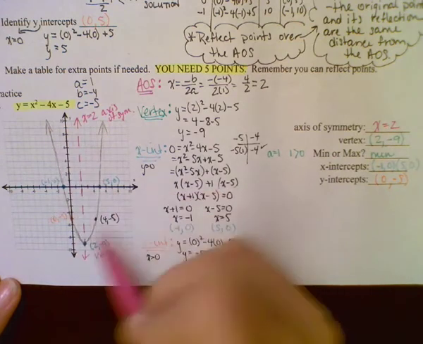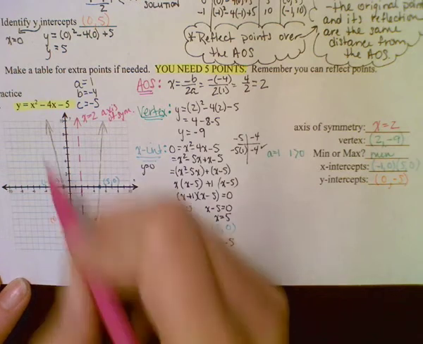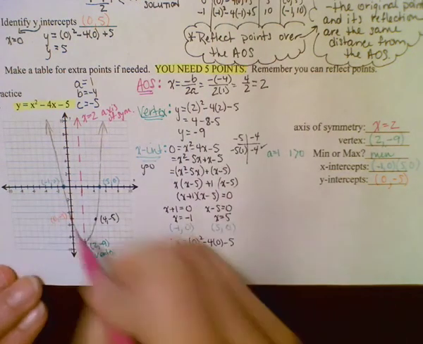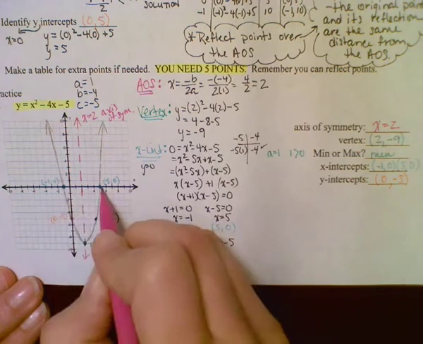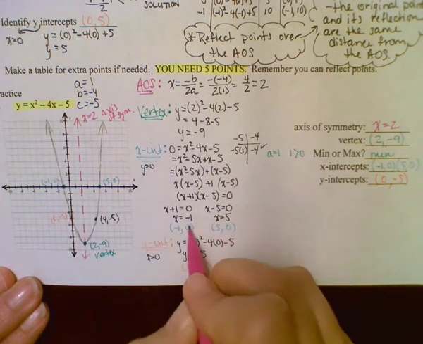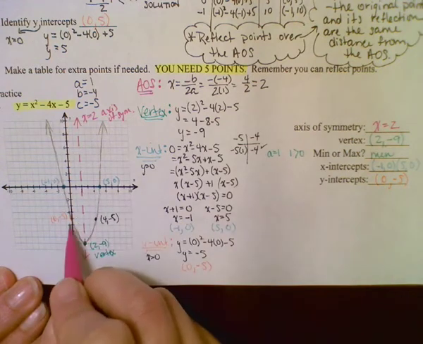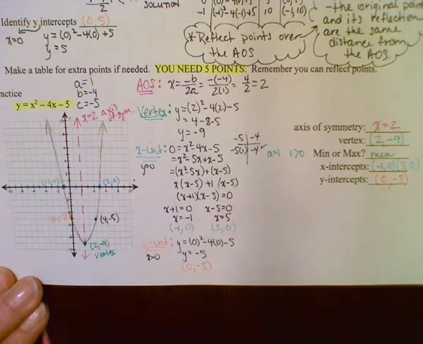So here we can see everything we talked about. We see that the vertex is indeed a minimum. That's at the very bottom because it's opening upwards, right? It's opening up there. We have our 2 x-intercepts, and that matches up with the 2 points that we got because it's crossing in 2 different places. And we have our 1 y-intercept there.